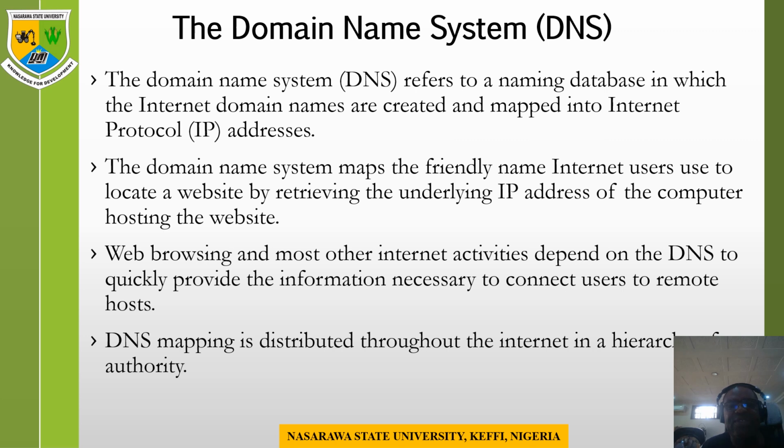The Domain Name System. The Domain Name System, DNS, refers to a naming database in which the Internet domain names are created and mapped into Internet Protocol addresses. The Domain Name System maps the friendly name an Internet user uses to locate a website by retrieving the underlying IP addresses of the computer hosting the website. Web browsing and most other internet activities depend on the DNS to quickly provide information necessary to connect users to remote hosts. The DNS mapping is distributed throughout the internet in a hierarchical form of authority.